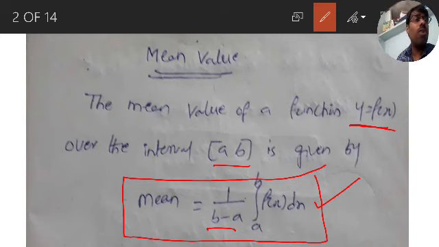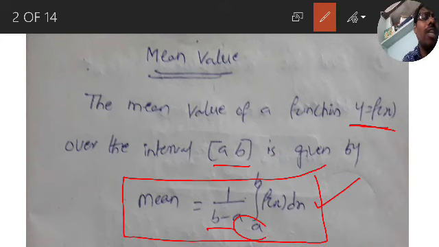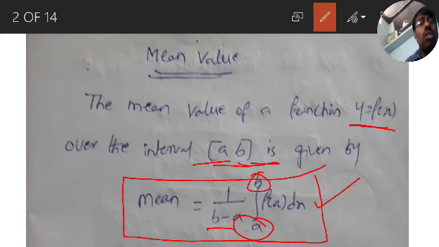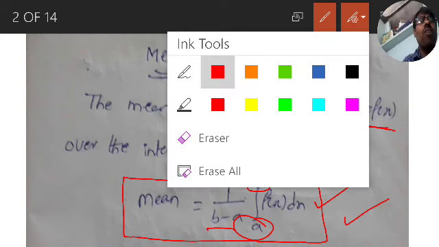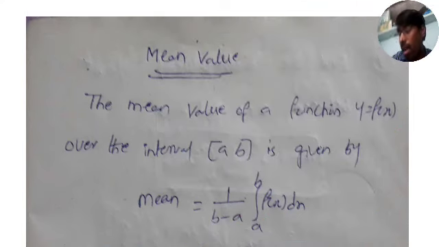Write the mean value of a given function in a closed interval a comma b. Its mean value is equal to 1 by b minus a integration a to b f of x dx. So lower limit is a and upper limit is b. So this is my mean value, 1 by b minus a integration a to b f of x dx. This is what you have to write whenever an examiner asks you to write a mean value or define a mean value for a given function. So very simple. One more time I'm reading it, note it down.